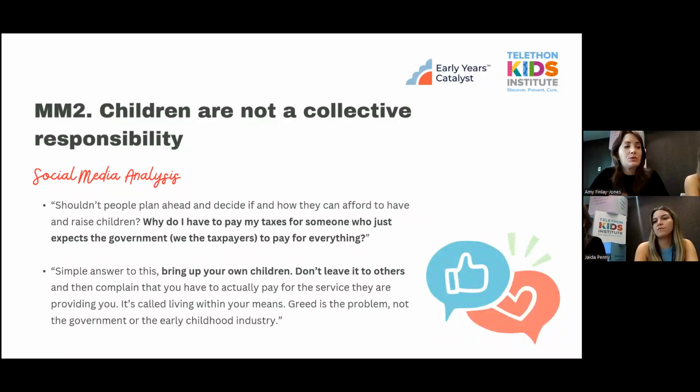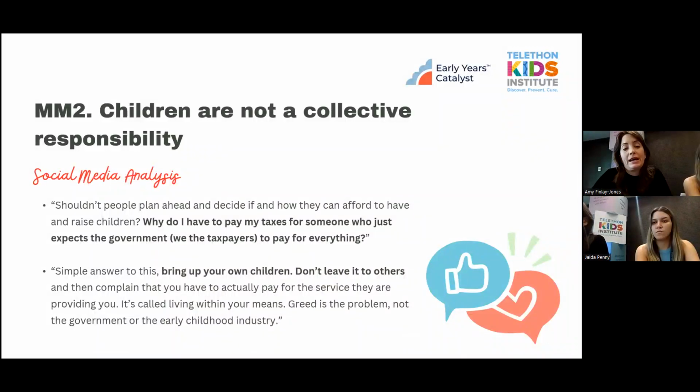And I think we really saw that reflected in some of our social media analysis. So what we saw here is kind of an extrapolation of this mental model, which is the idea that parents who expect government support are a burden on society. And we really see this thinking exemplified in these comments.